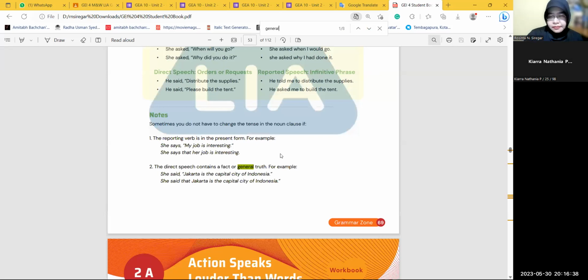Oh, so for the verb in the present form, we use says, or asks, or tells. And for the direct speech that contains a fact or general truth, we say said, told, or asked, like that. But the rest of the sentence is still the same as the original sentence. Okay. So you can check this in the grammar zone, page 69 of your student book. It's there.